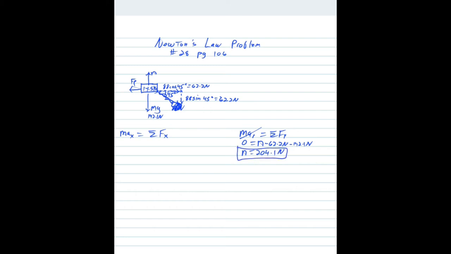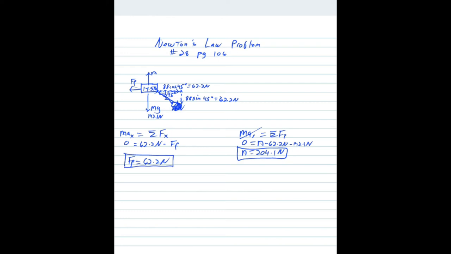And we'll go to the x direction. In the x direction, we have two forces. Forces are 62.2 newtons and friction in opposite directions. But the acceleration is 0 because it says it's moving at a constant speed. So then we prove, okay, the frictional force equals 62.2 newtons. And that's the horizontal retarding force that they were asking about, and it's friction.